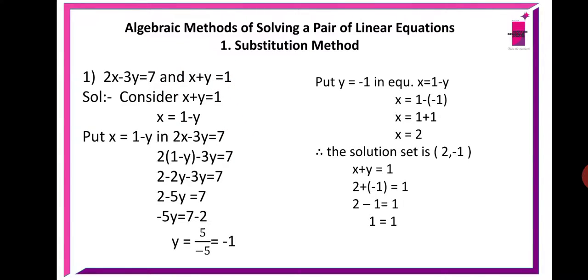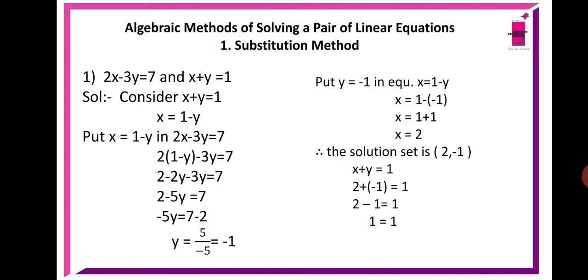Generally in this method, we take any one of the equations and convert a variable in terms of the other variable, and substitute it in the second equation. Here we have taken x plus y equal to 1, so we take x in terms of y: x equal to 1 minus y. This we are going to substitute in the other equation, that is 2x minus 3y equal to 7. If you substitute and simplify, you will get y equal to minus 1.